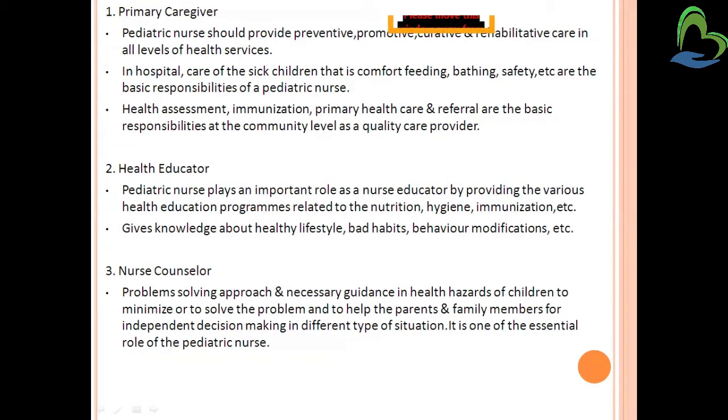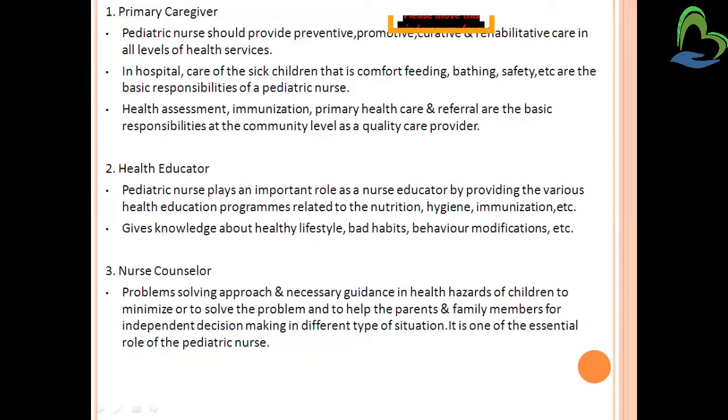Then health assessment, immunization, primary healthcare, and referral are the basic responsibilities at a community level as a quality care provider. When the nurse is working at a community level, means working in a primary health center or community health center or any other community level, at that time the nurse should do health assessment. That is, periodic health assessments she should do. Then immunization as per WHO recommendation. Then to provide primary health care and referral.